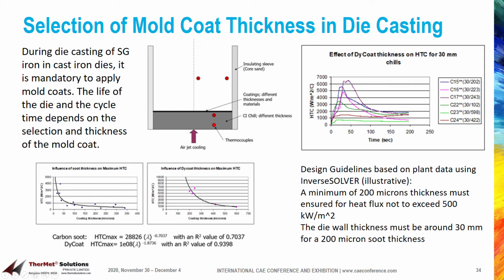A second guideline could be the die wall thickness must be around 30 millimeters on an average for a 200 micron soot thickness. Such guidelines cannot, however, be taken as universal, as the heat transfer conditions depend on the casting geometry, size, weight. We will now move on to an equipment based on InverseSOLVER. The equipment is called the reference quench probe.